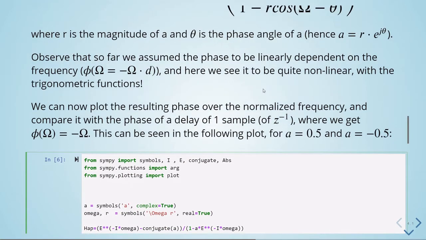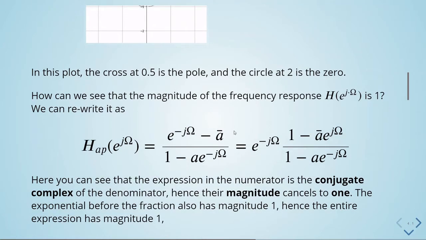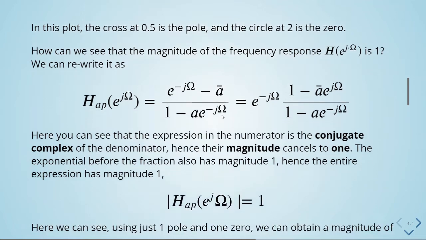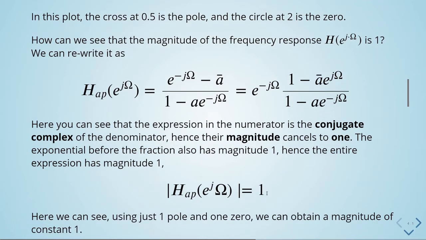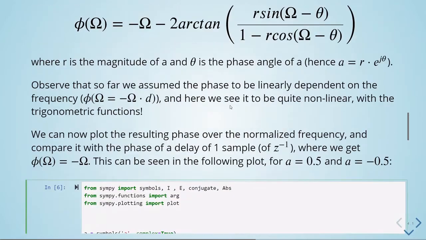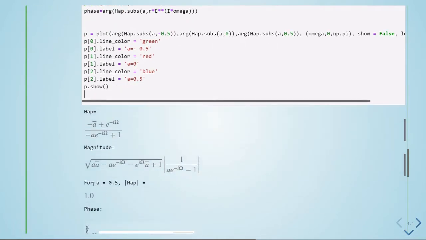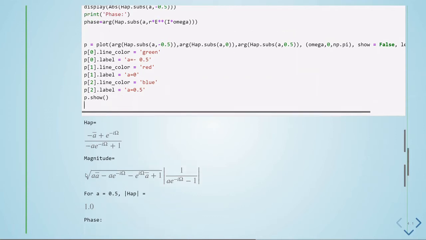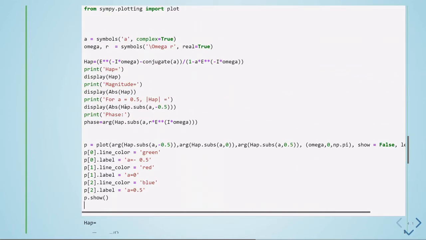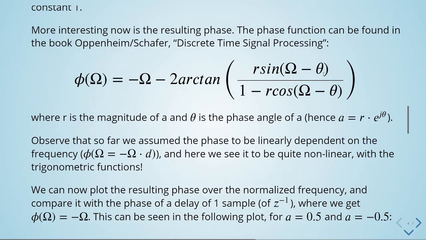So, going back and recapitulating, I had this transfer function here with 1 pole and 1 zero. I wanted to see that the magnitude is equal to 1, so I define this in SymPy. Then I call this ABS, which gives us the magnitude, and it gives magnitude equals to 1. So no matter what a we replace here, we will end up with the magnitude equals to 1.